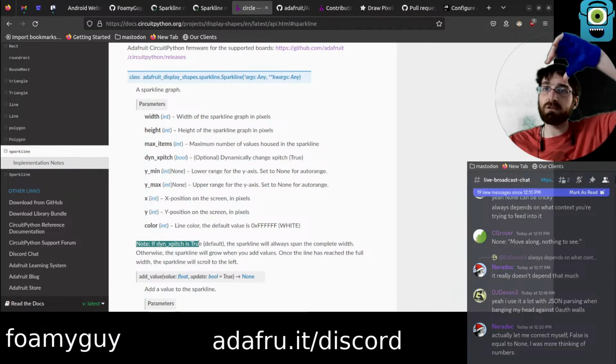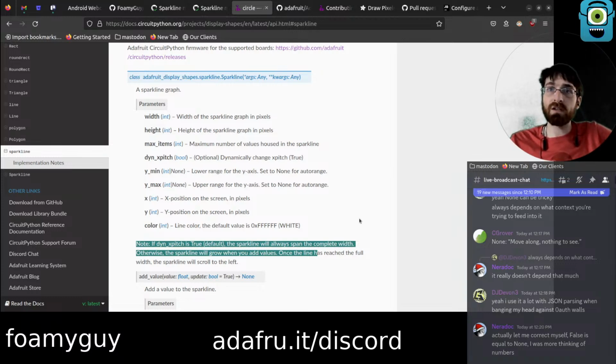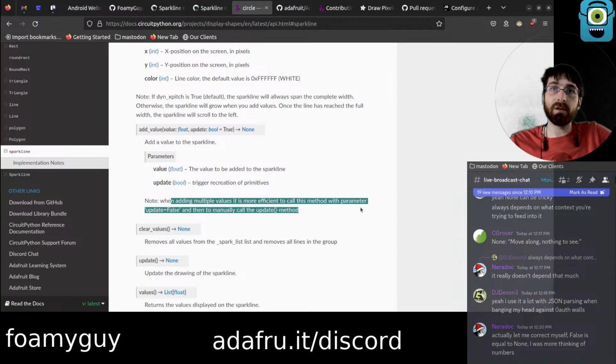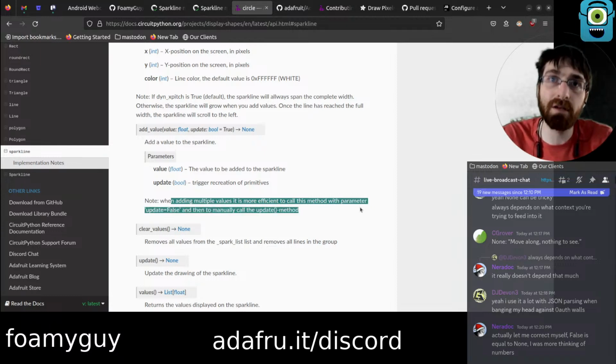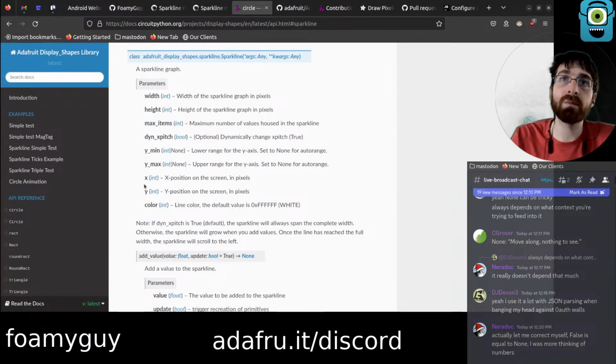Dynamic pitch is true: it will always span the complete width, otherwise it will grow when you add values. Once it has reached the width, it will scroll to the left. The value to be added. Note, when adding multiple values, it's more efficient to call this method with the update parameter false than to manually call update. Well, that seems fine. Unfortunately, that's a bit inconclusive.